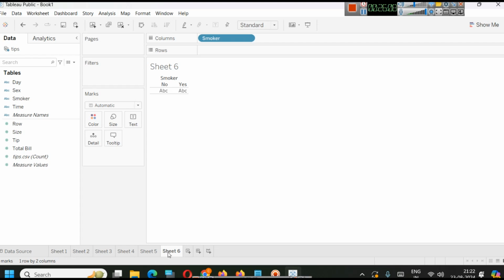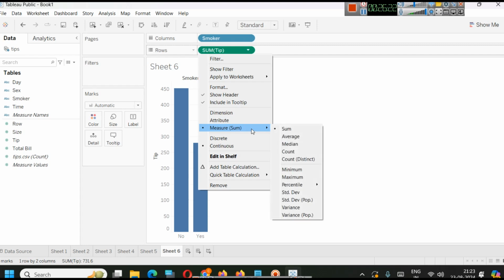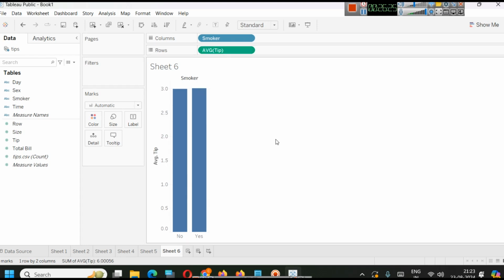I'm not renaming them, I'm just drawing them, so you can do the renaming. So it is smoker versus average tip, like whether the smokers gave more tip on average or not. It is very neck and neck, but still average tip by smokers is more than average tip by non-smokers. So it looks like people sitting in the smoker area are giving more tip, but by a very small margin.